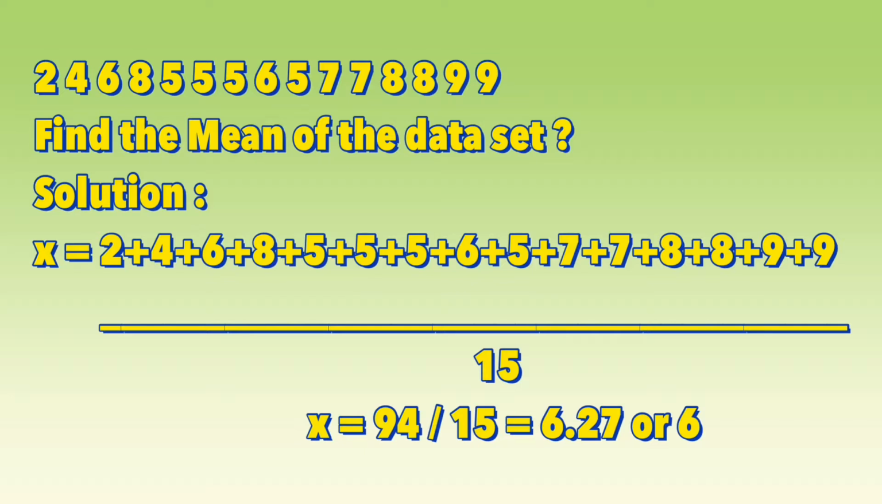Then we're going to divide it: 6.27, or 6 because we're going to round up, because we're talking about a certain person. There's no half of a certain person. That's why we need the whole number. Therefore, this means the average number of absences incurred by the 15 students is 6.